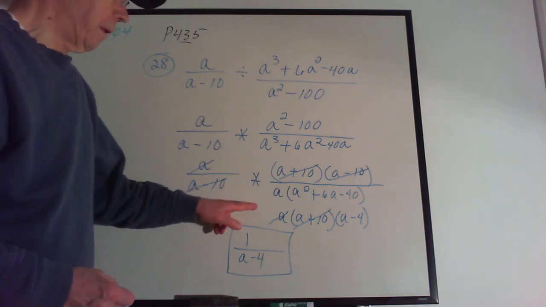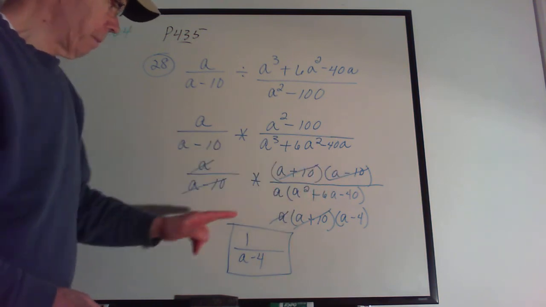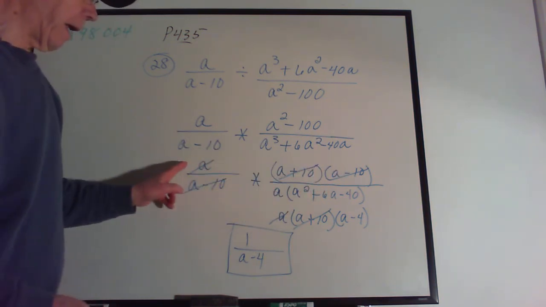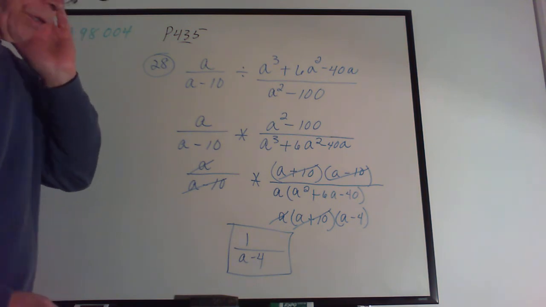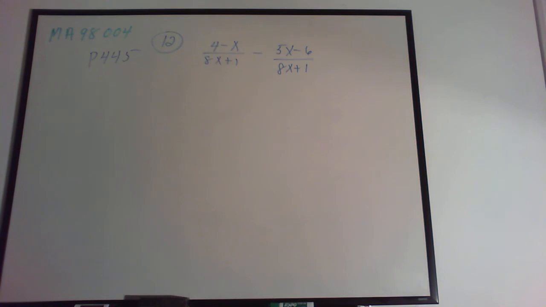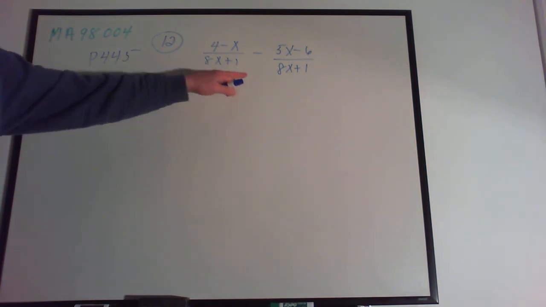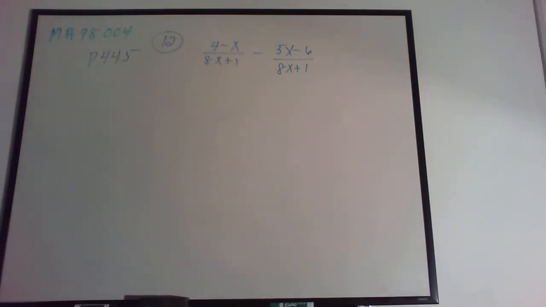All right, so I canceled a plus 10, a minus 10, a and a. So I'm left with 1 over a minus 4 is the final answer. All right, page 445, number 12. Denominators are the same, so you just have to subtract the numerators. Go ahead and do it, see how you do.